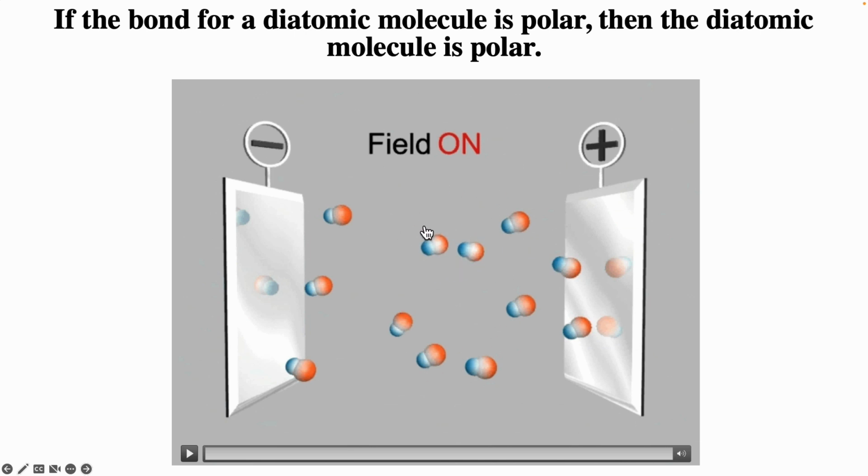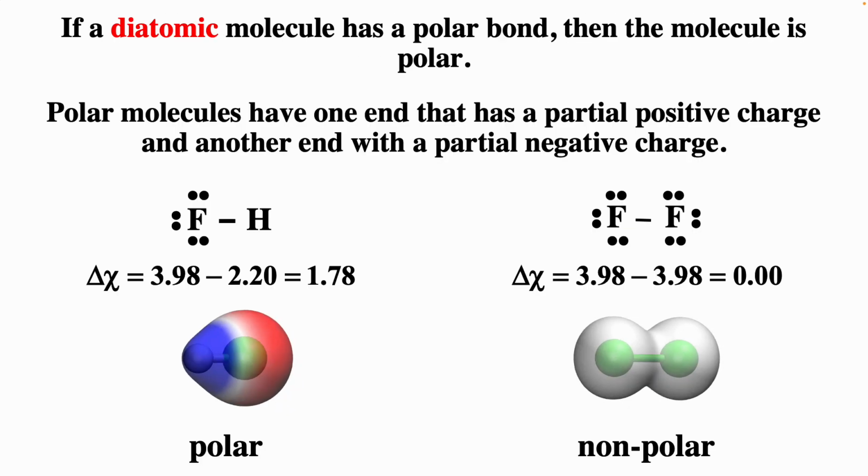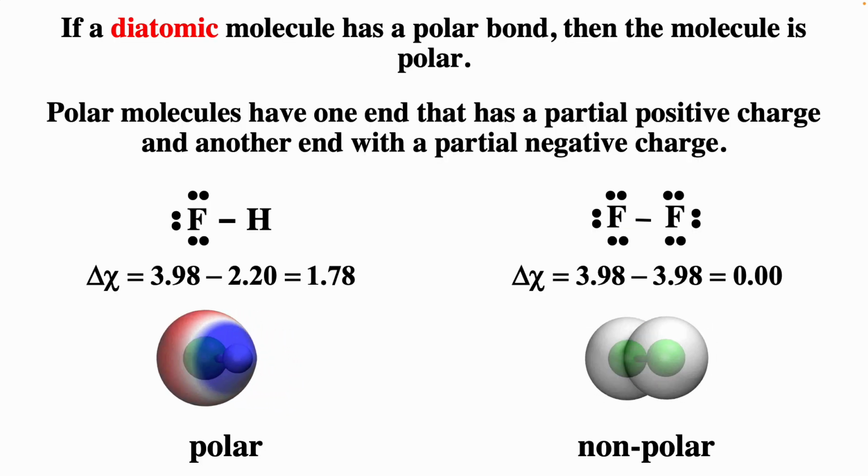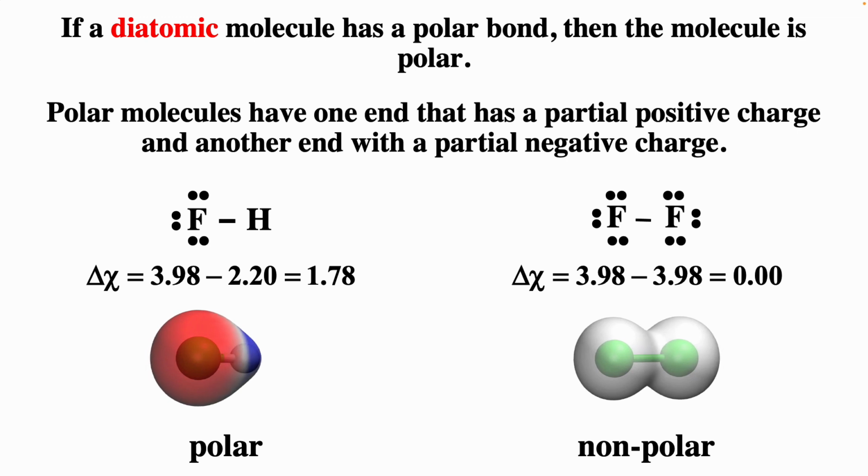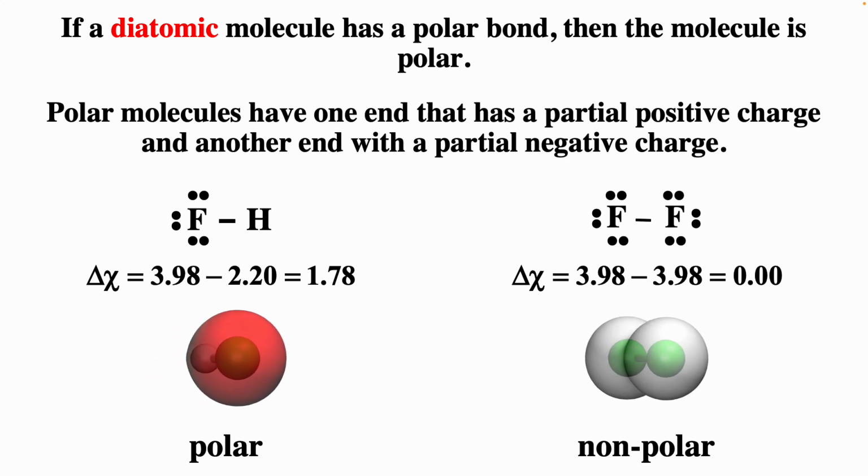And so if you look at these two molecules here, the partial positive of one end is pointing at the partial negative of the other end. And so because these molecules are polar, they will have a stronger intermolecular force. And that's the real importance of polarity of molecules. But again, for diatomics, if the bond is polar, then the molecule is polar.